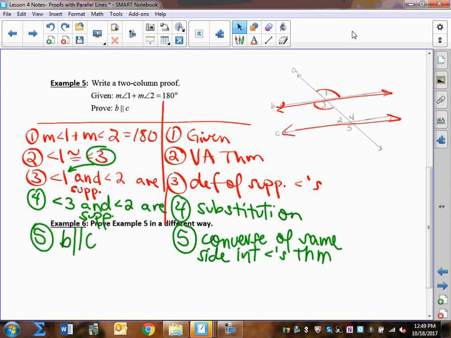Yes, you will have proofs on your quiz. Your quiz is over what we did last class and today. So there's theorems and postulates, as well as algebra and proofs.